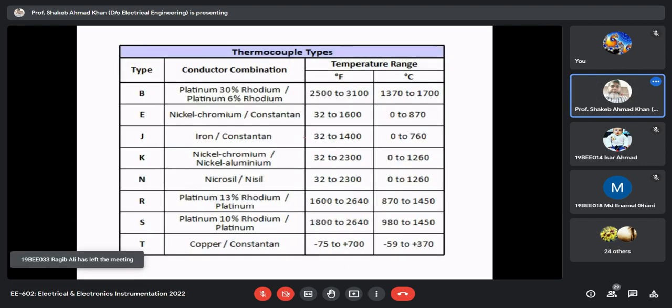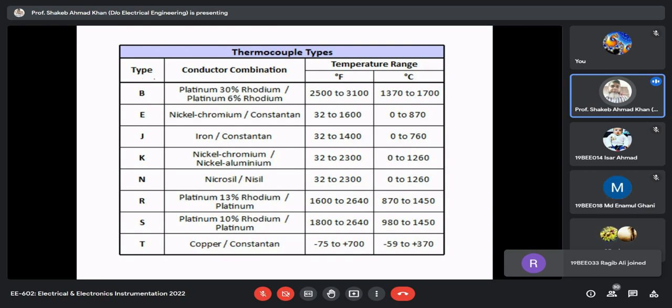Now, different metals which are very popular and commercially available. Different types of thermocouples are available in the market, and they are identified by their type, not by the metals. So B type, E type, J type, K type, N type, and they are standard. I'm telling you, they are standard thermocouples. If you purchase from anywhere in the world, you will get the same kind of characteristic.